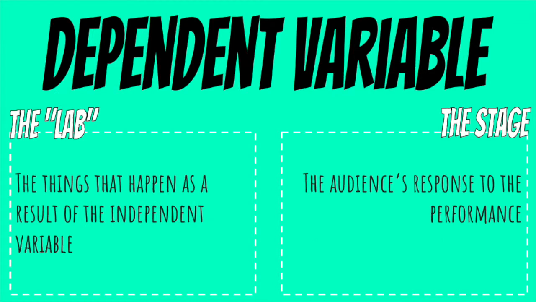The dependent variable is the thing that happens as a result of the independent variables. So for example, on the stage, it's the audience's response to the performance. If you did well, they clap. If you did poorly, maybe you'll hear some crickets.